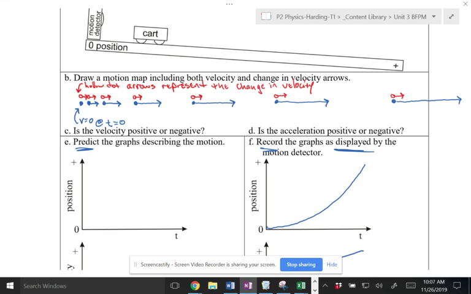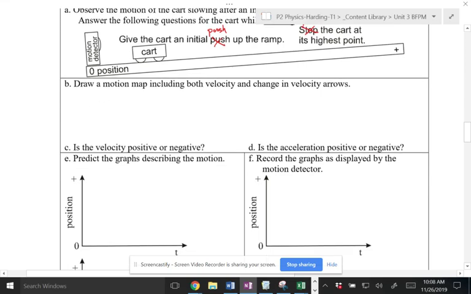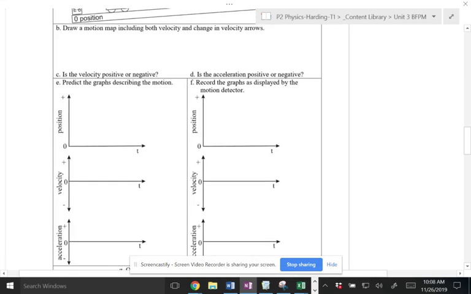And the sheet is telling you, right? Oh, I guess I need the other one up, don't I? Right, this is 0, this is positive there. I'm going to give it a push, and then I'm going to stop it at the highest point. Push and a pounce. Don't worry about the motion map right now. I just want you to be thinking about the graphs here.